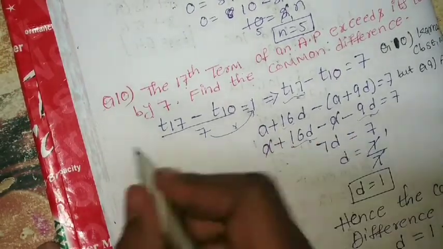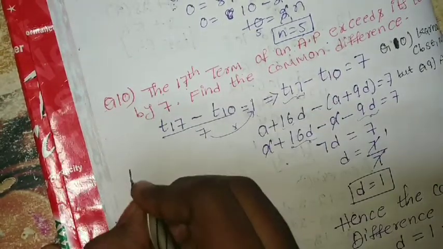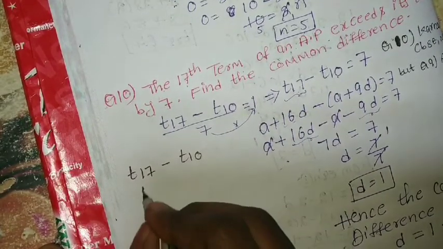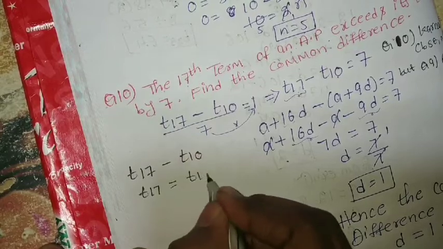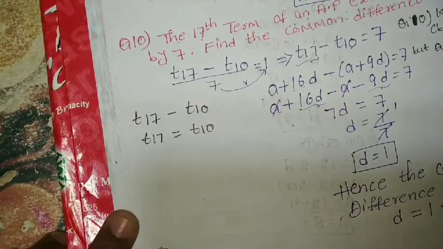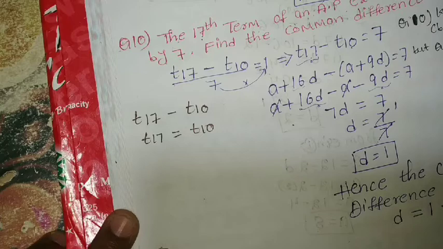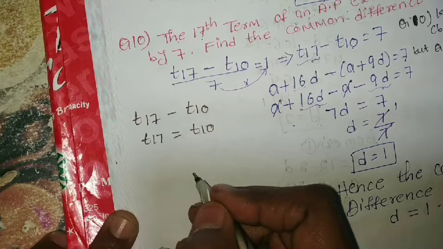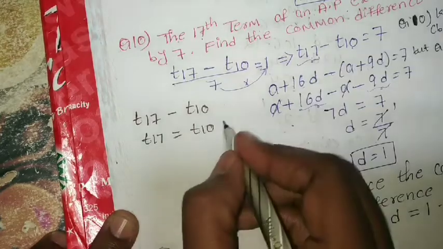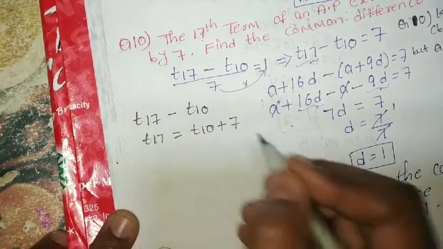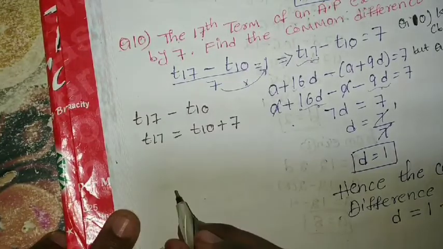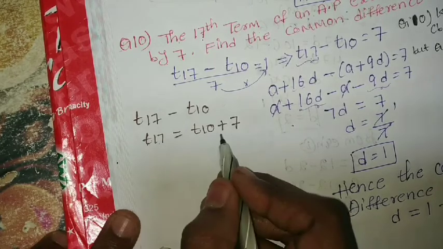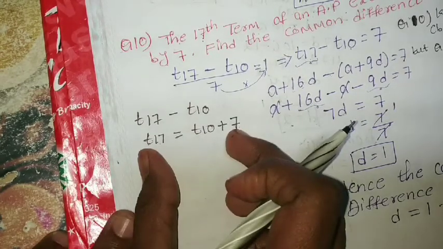We have a lot of methods. See, what they ask: the 17th term, T17, exceeds the 10th term. Why can't we write this like the 17th term is equal to the 10th term? We need to show the 17th term is equal to the 10th term. But these two terms are not equal, no? Then how can you solve this? By adding 7. If you add plus 7, then those terms are equal. So T10 plus 7 is T17. If you add plus 7, then these two terms are equal.